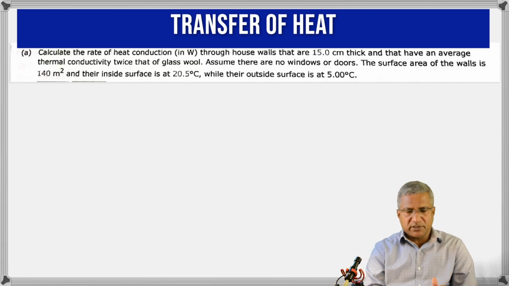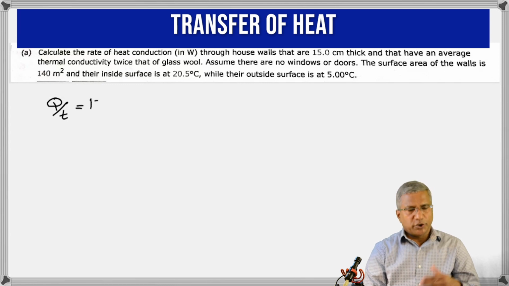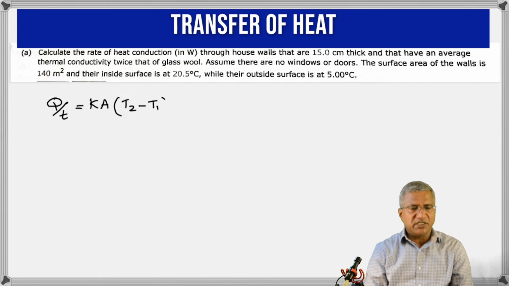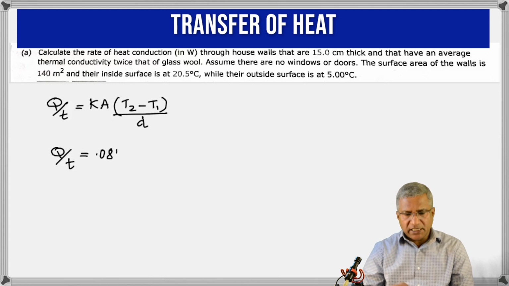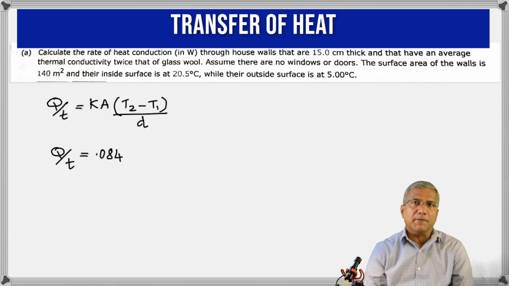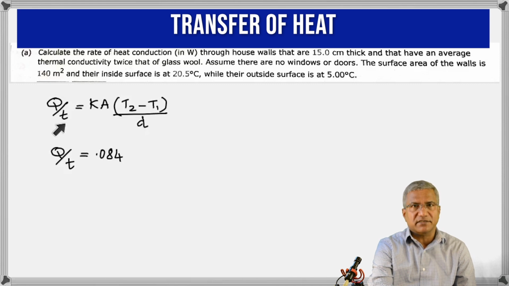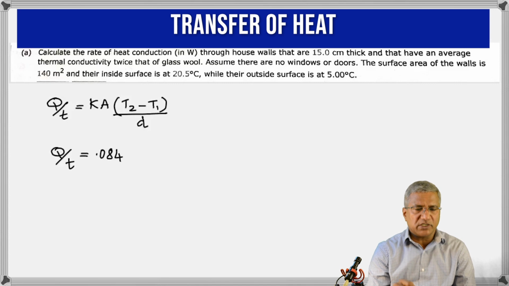So we have all the quantities, and remember K will be given. So Q by T, that's a formula, K A (T2 minus T1) by D. T2 is the higher temperature, remember that? T1 is the lower. And what are you asked to find? You're asked to find the rate of heat conduction. What does that mean? The heat conducted per second. So remember that this T is time in seconds. So rate means heat escaping in 1 second.